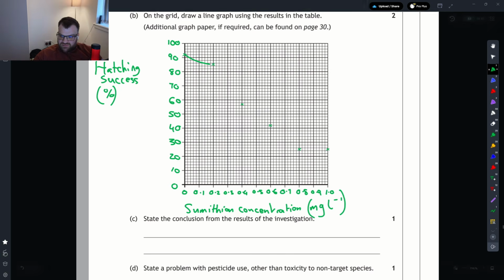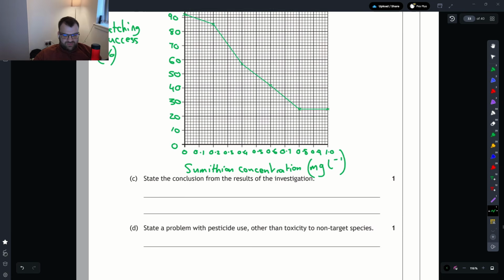So there, oh no, try again. So there. And just take your ruler, go dot to dot, flat at the end, boom, sorted. State a conclusion. Well, it affects it up to a point. Above 0.8, it's staying the same.